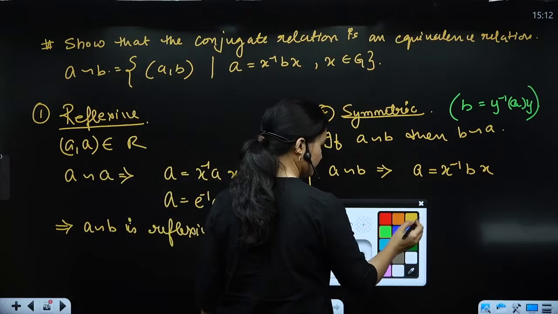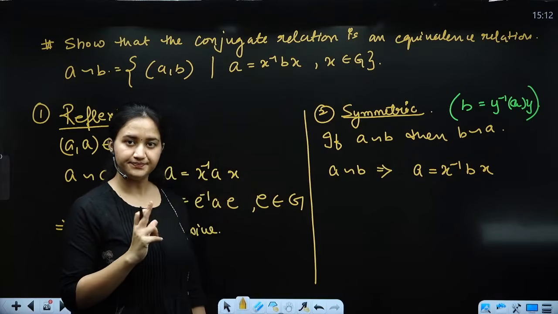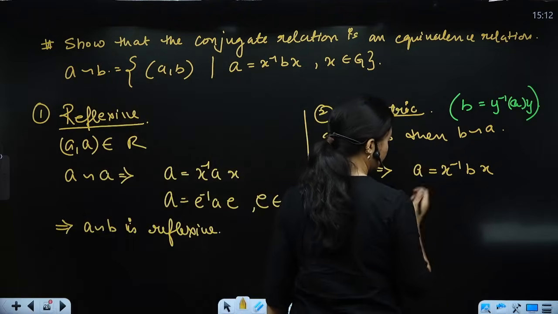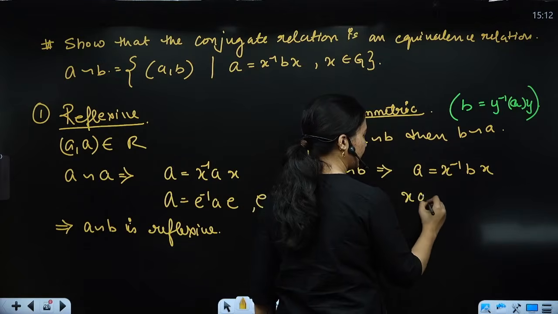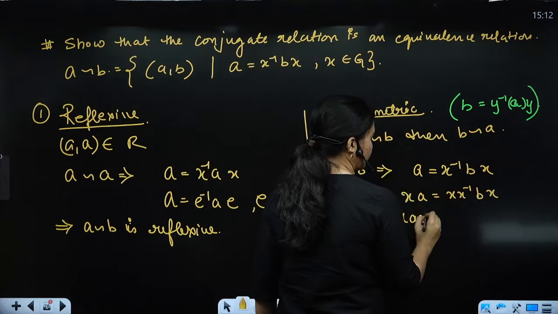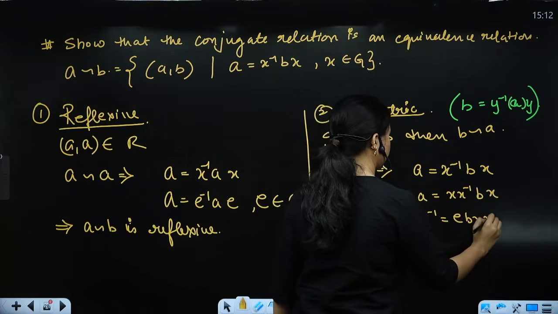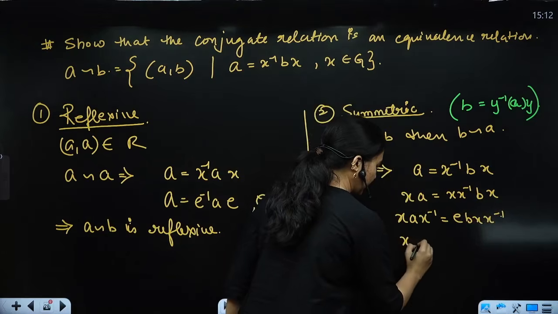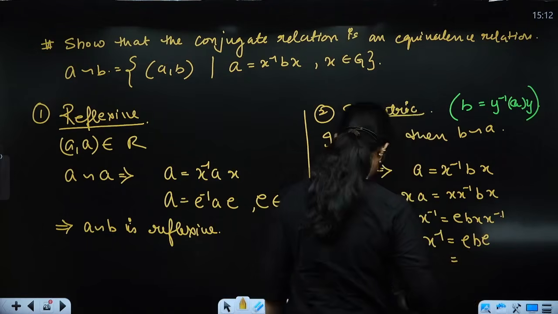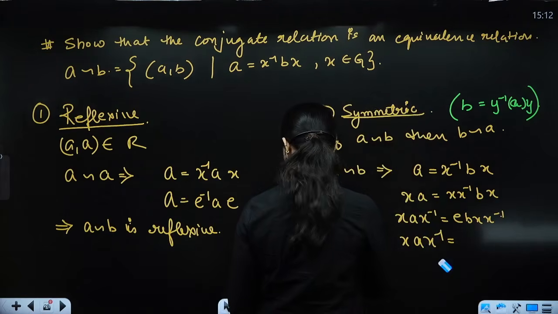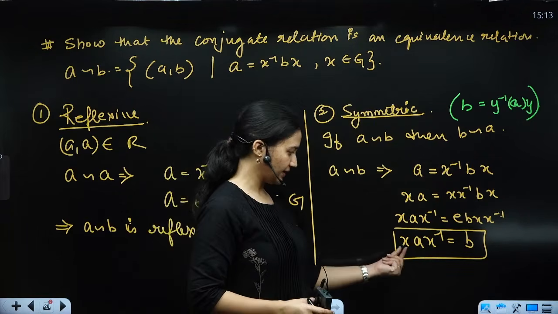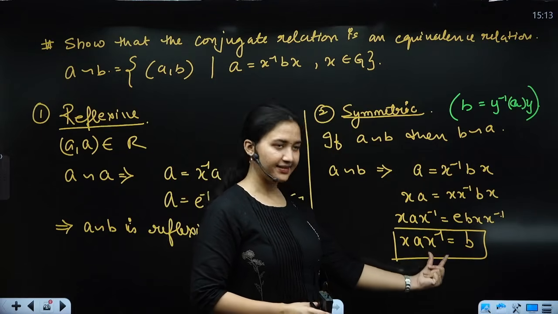Now, first of all, I need to isolate b. You need b isolated on one side, right? That is the hint. So what you're going to do is multiply by x on both sides. So x a equals x inverse b x, x a x inverse equals e b x inverse. So this is going to be x a x inverse equals e b, or you can just write b, right? So you have this form now, but I need an inverse here and the element here, right?